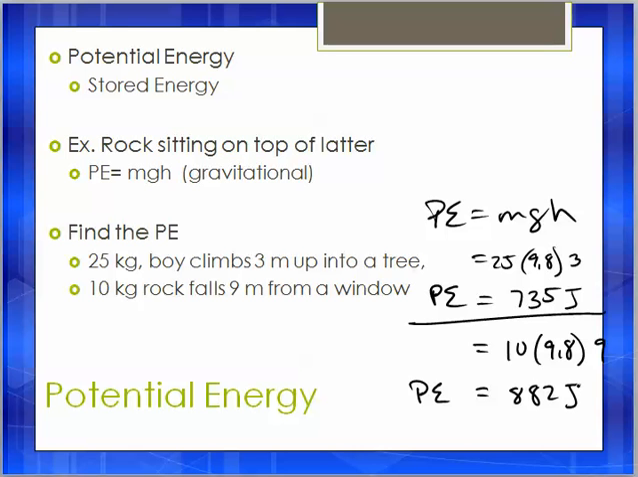What this means is that first of all, this boy has 735 joules of stored energy, which means he could do 735 joules worth of work by falling on something, basically. If he were to fall on something, he would be able to apply 735 joules of work to that object. This rock, if it were to fall, would be able to apply 882 joules of work.